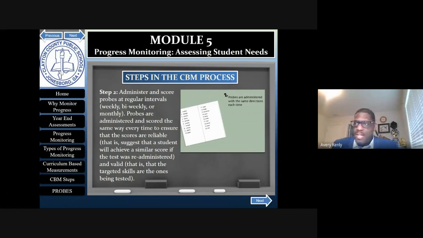All right, so as you see, and I wanted to give you a second to read that, one of the most important things is that probes are administered with the same directions each time. That helps us ensure that we have some form of reliability.